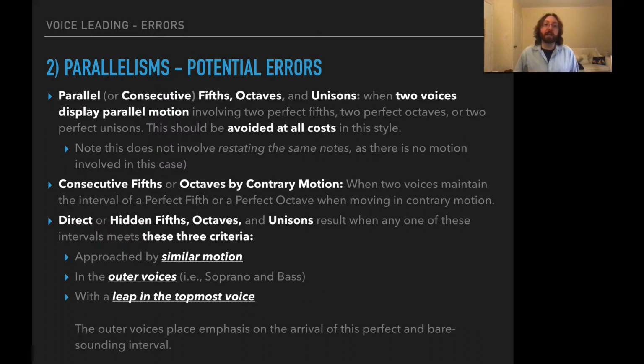So let's talk about potential errors. These include parallels, consecutive by contrary motion, and direct perfect intervals. We'll talk about parallel or consecutive ones first. Parallel or consecutive fifths, octaves, and unisons are when two voices display parallel motion involving two perfect fifths back to back, or two perfect octaves, or two perfect unisons. These should be avoided at all costs in this style.